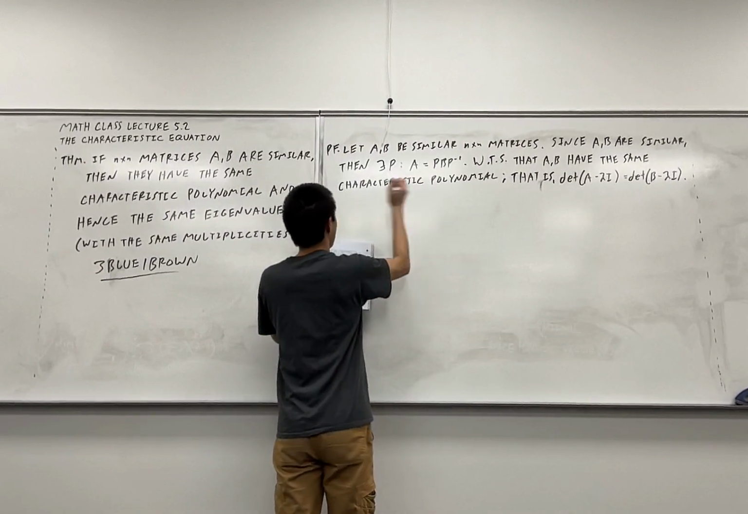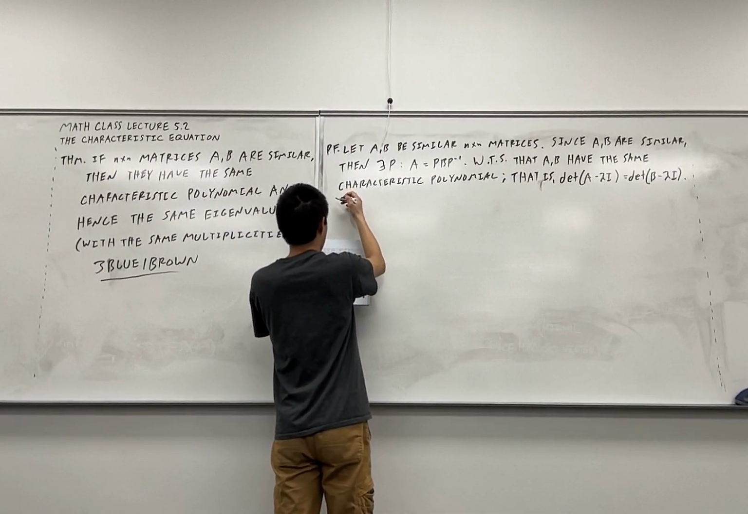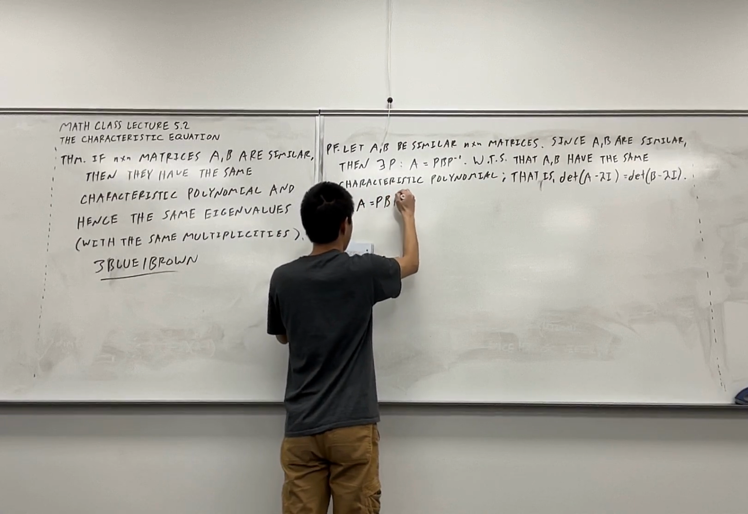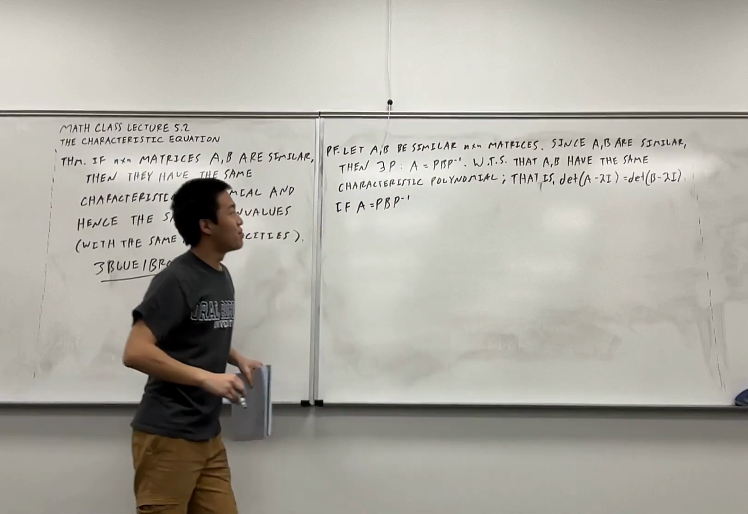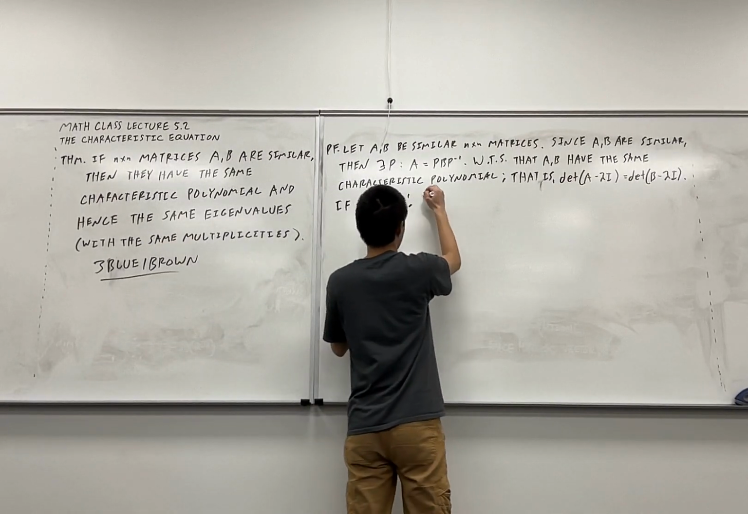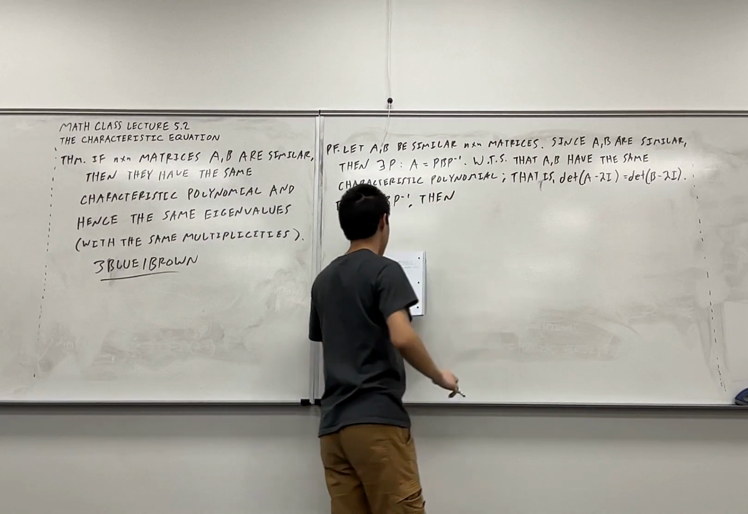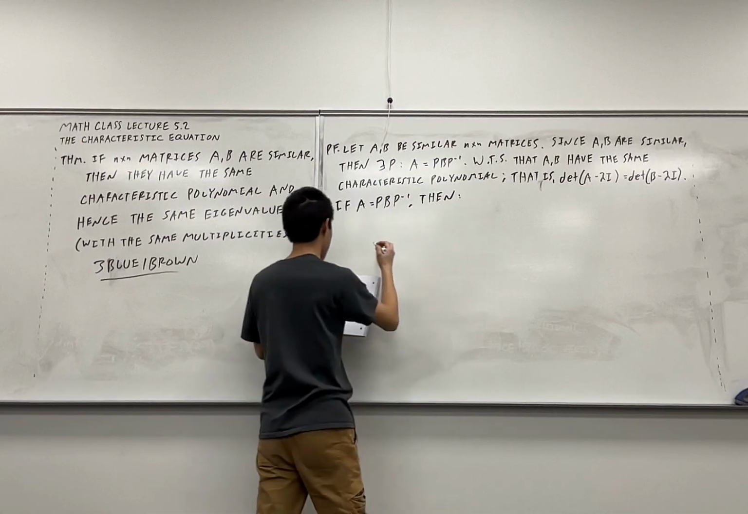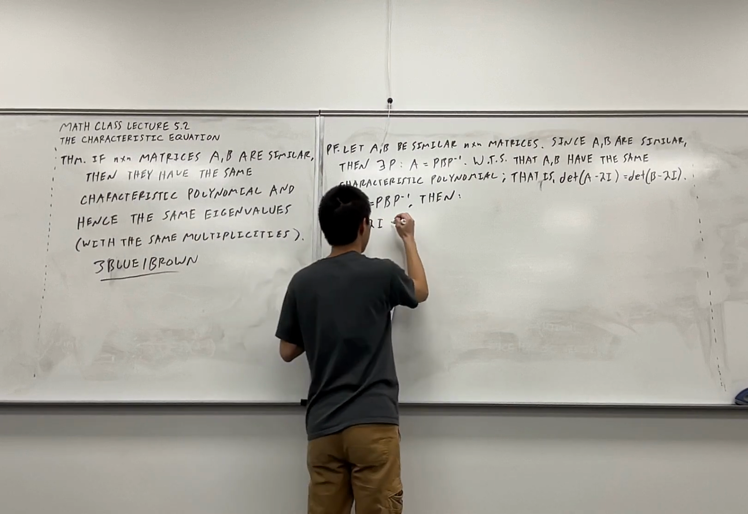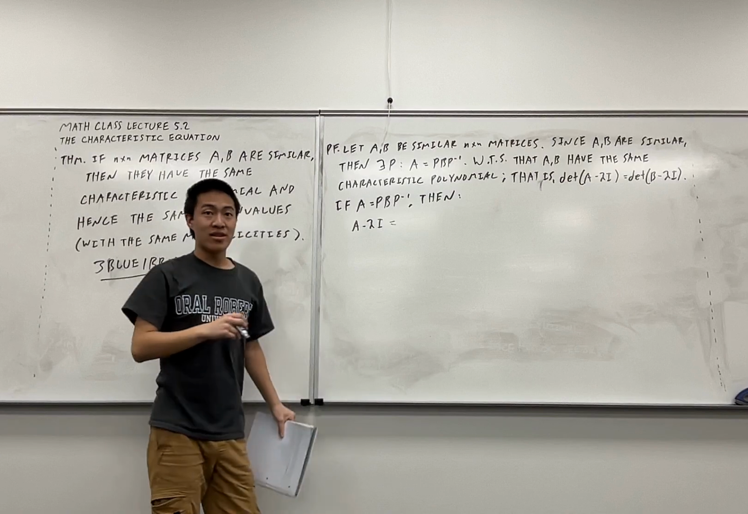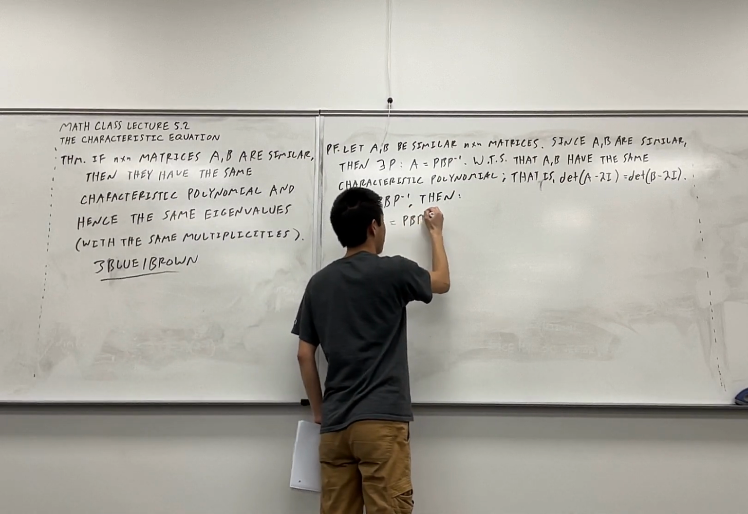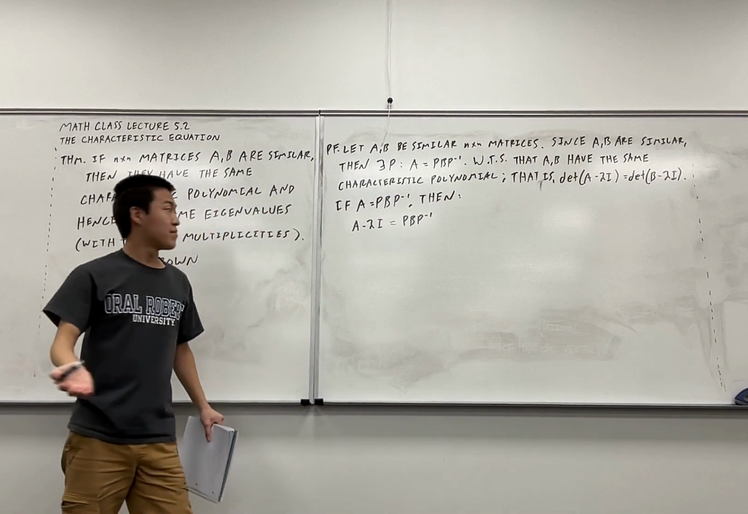Okay, so here's my anchor. If A is PBP inverse, I'm reminding myself of that definitional thing that I can do, then the following are all going to follow logically. Okay? So in A minus lambda I, A is equal to PBP inverse. So I'm going to substitute PBP inverse for A. PBP inverse. That is now A.